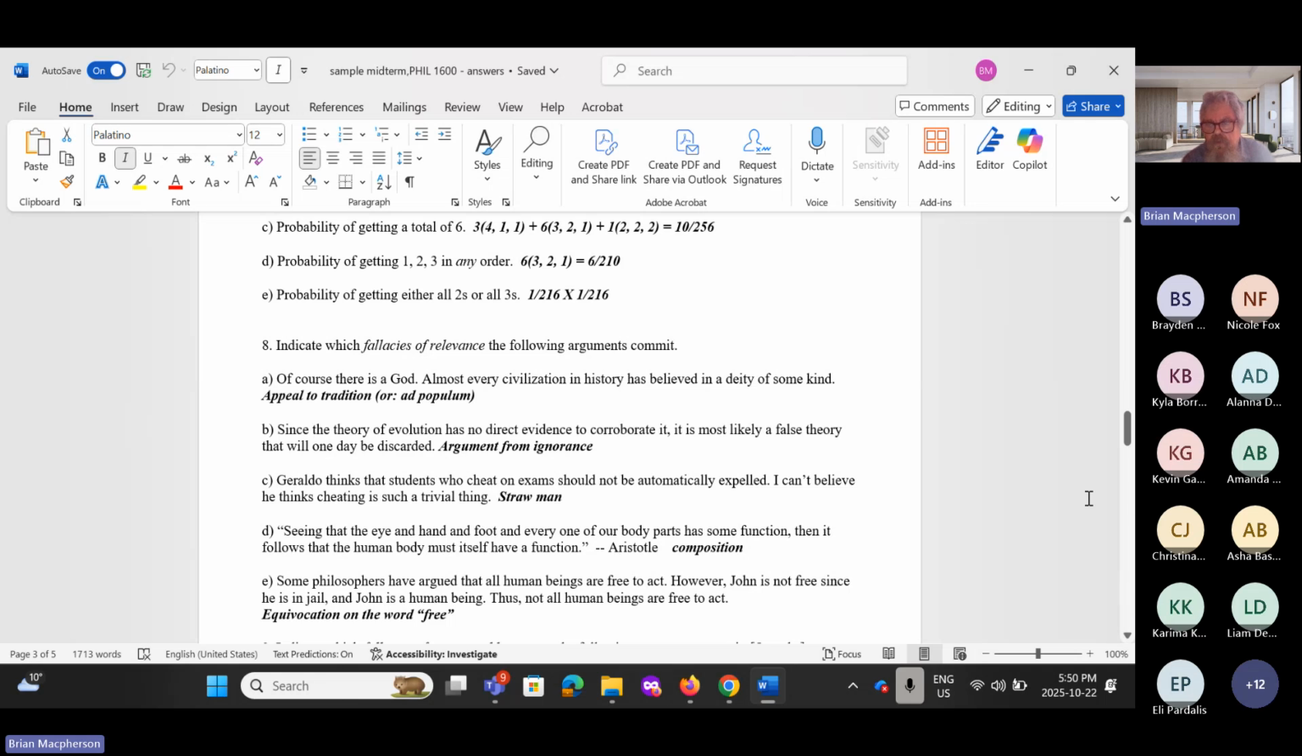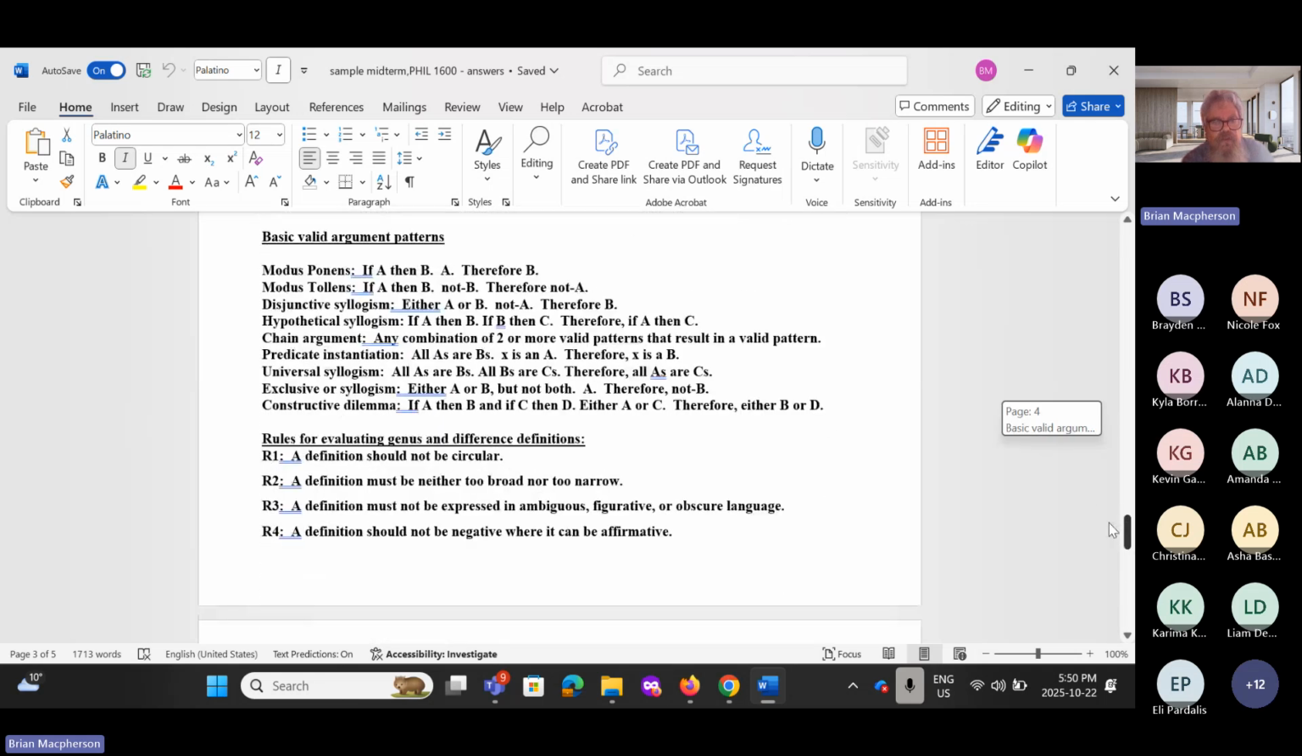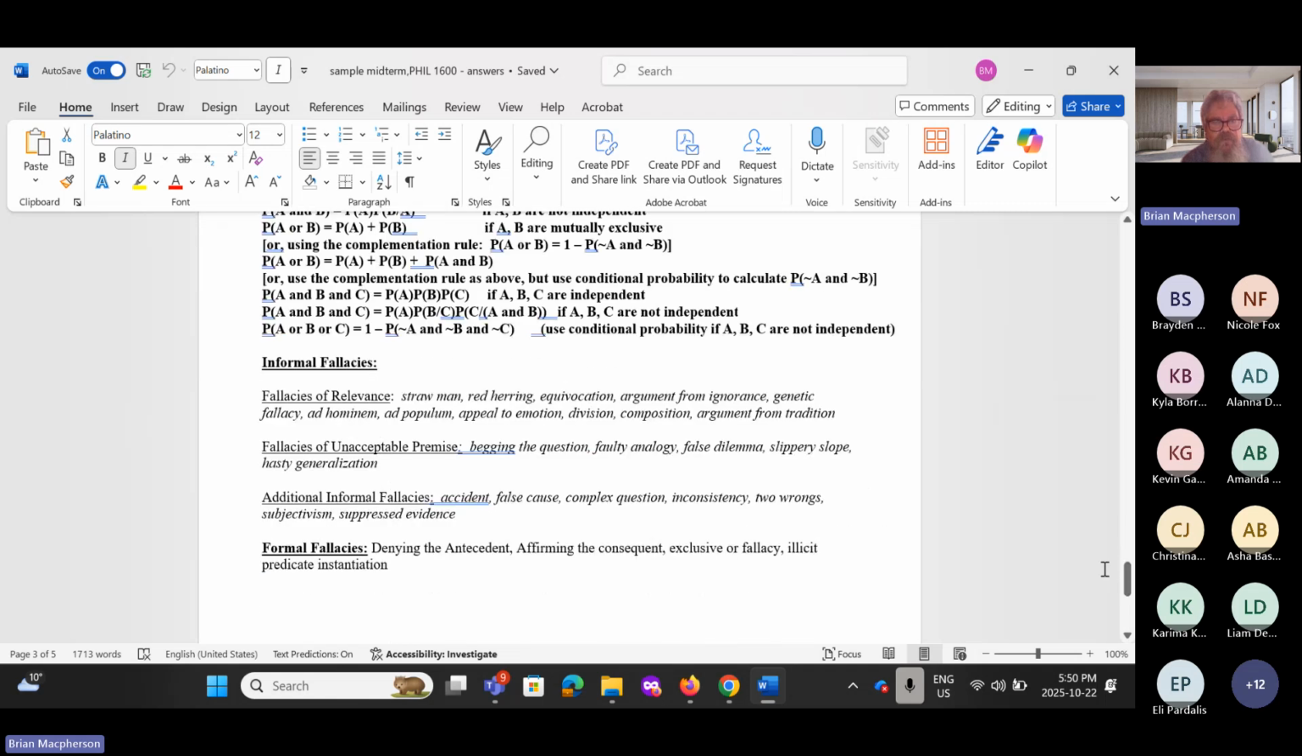Actually, we might as well just go to the appendix. I have them all listed in the appendix, and of course, it's listed in the lectures. So, fallacies of relevance: straw man, red herring, equivocation, I forgot equivocation, argument from ignorance, genetic fallacy, ad hominem. And you have the appeals to emotion, to the people, ad populum, division, composition, argument from ignorance. Fallacies of unacceptable premises: you have begging the question, faulty analogy, false dilemma, slippery slope, and hasty generalization or hasty conclusion.